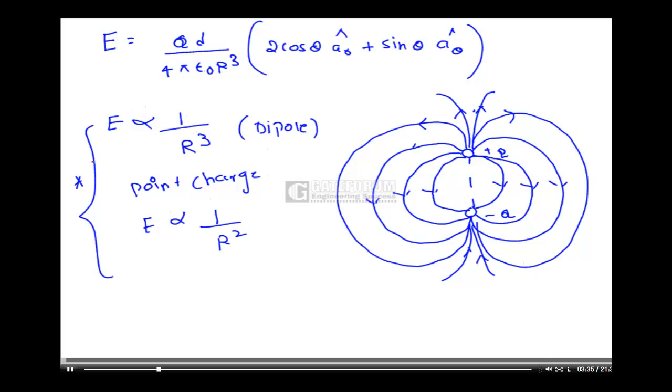That is, the electric field intensity of a dipole varies as 1 by R cube, in contrast to that of a point charge, where the field intensity varies as 1 by R square. This diagram is the E field intensity of an electric dipole. Therefore, the electric field intensity of a dipole varies as 1 by R cube, which is a very important statement.